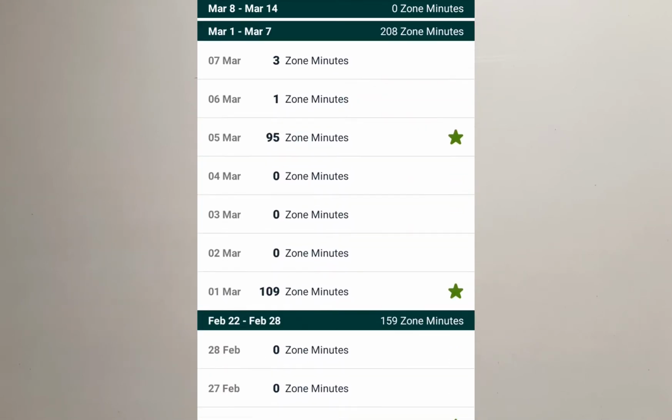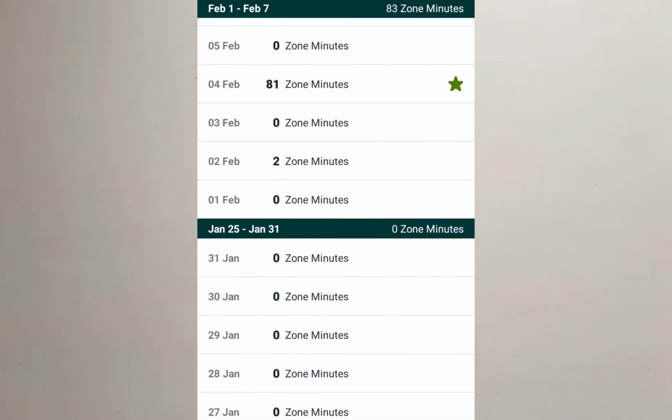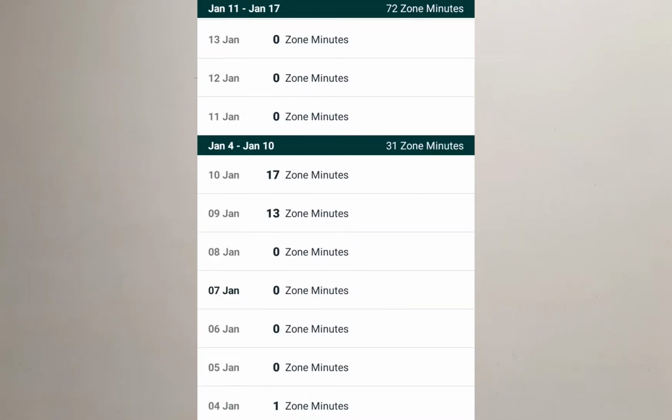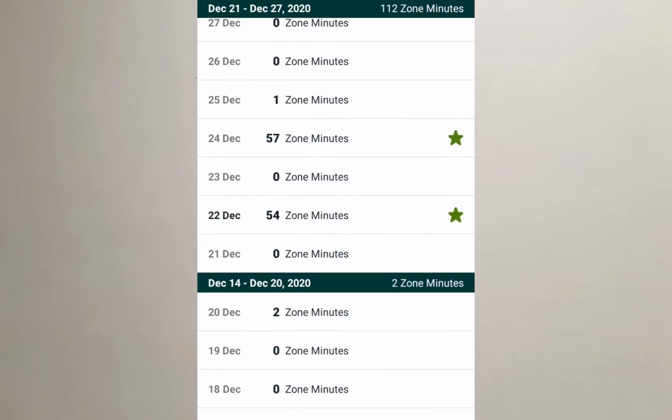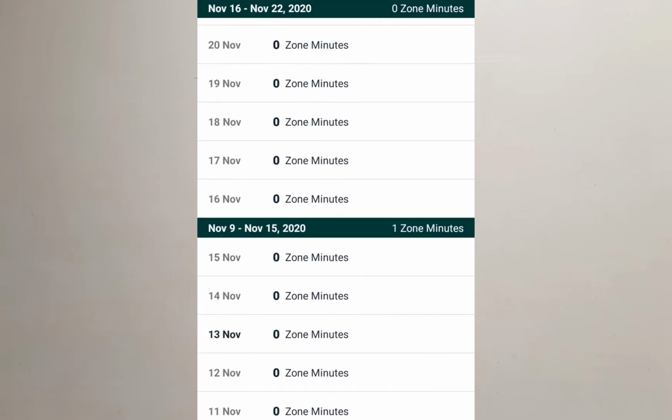Active zone minutes is one of the main features you get with Fitbit smartwatches. What is it and how can it help improve your fitness level? We're going to be talking about that in this video. Stay tuned, we'll be right back.